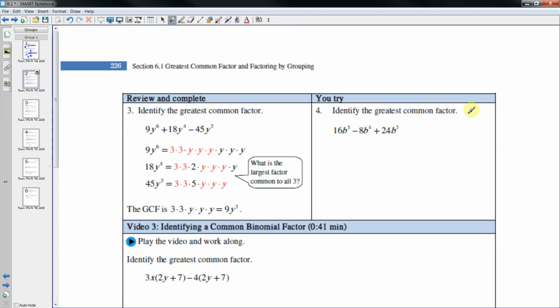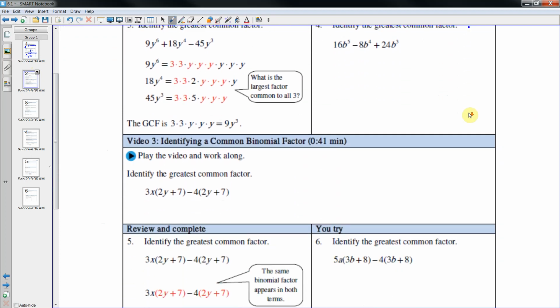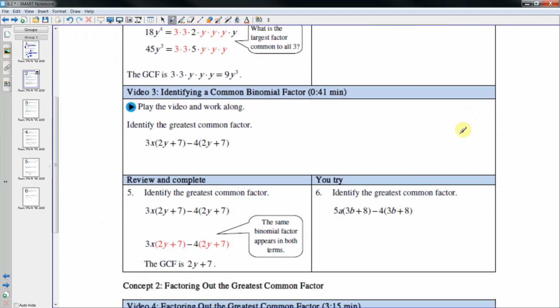Okay, so moving right along, I'm going to skip this one. We're going to look at this in the middle of the page. What if we have a binomial factor? If you look at this one, when I have this factored out, what's in common between these two terms? The 2y plus 7. So the 2y plus 7 is the greatest common factor of this one, because this whole 3x times 2y minus 7 is one term. The negative 4 times 2y plus 7 is a term. So 2y plus 7 is what's in common.